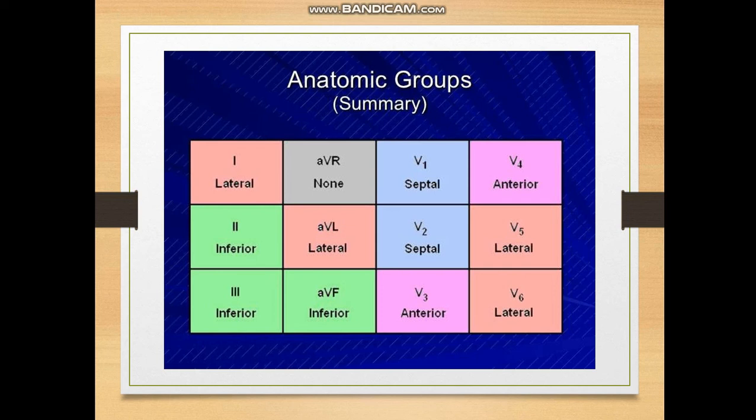Summary: 1, AVL, V5 and V6 for the lateral wall, 2, 3, AVF for the inferior wall. The AVR does not depict any side. Then comes V3 and V4 for the anterior wall, and V1 and V2 for the septal electrical activity of the heart.